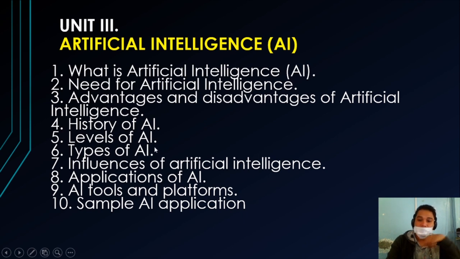Next, the levels of AI. The types of AI. So, how humans think. The mapping of how humans think and the artificial intelligence components. Yes, that belongs to the types of AI. Next is the influencers of artificial intelligence. Who influences artificial intelligence? It came from big data analytics, cloud computing and application programming interfaces, and the emergence of data science. Okay, that's for the influencers of artificial intelligence.